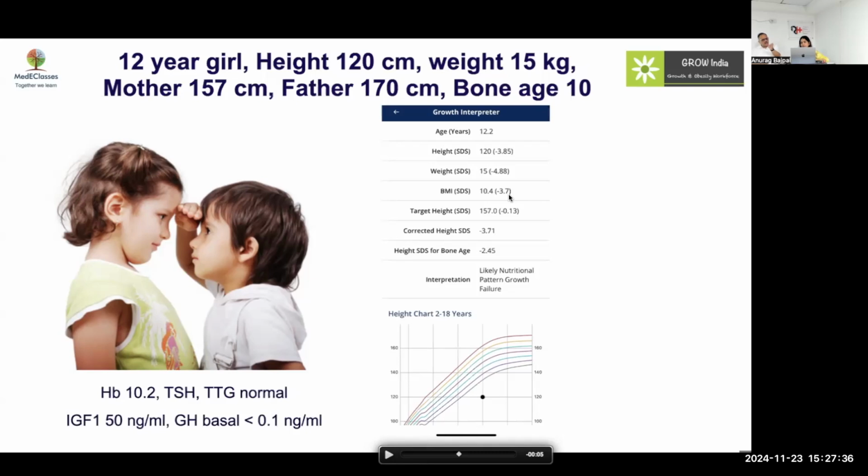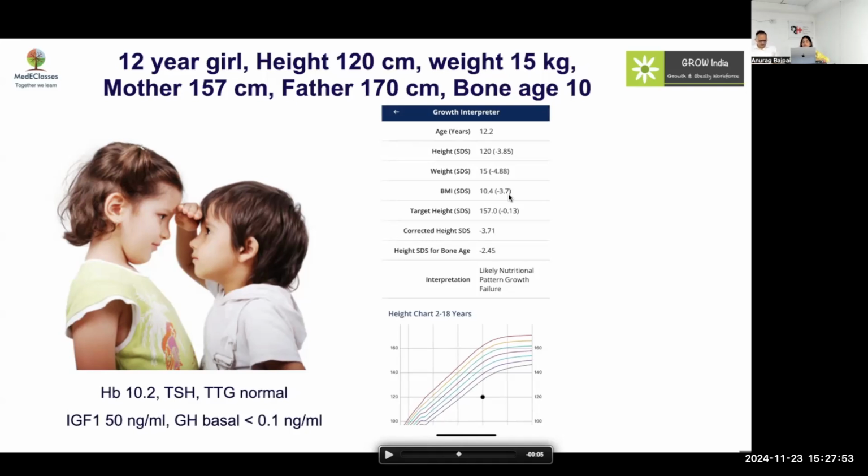Based on whatever we discuss, or whatever Vibha has been talking about in the last 10 minutes or so, it's all incorporated in the app. It will give you the likely diagnosis and more precise figures. The key message is you could plot on the chart to get the same information, but here you are getting more objective information in the form of the growth interpreter.